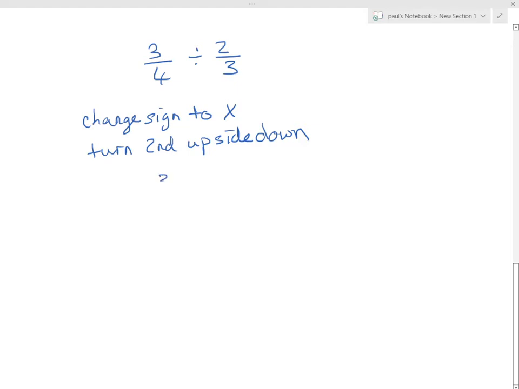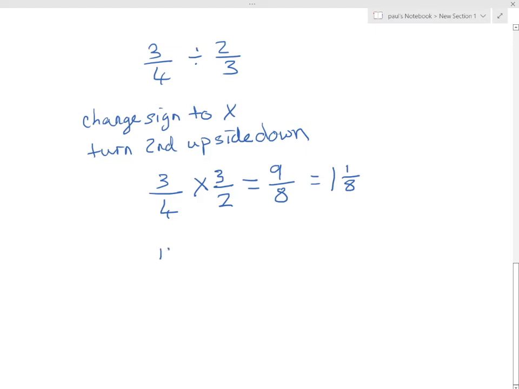Now that will give us 3/4 times 3 over 2. Okay. Now we're back to a straightforward multiplication. 3 3s are 9 and 2 4s are 8. Now this is a top heavy fraction, so we need to tidy this up a bit and change it into a mixed number. So we do 9 divided by 8, which goes once with 1 left over. So that becomes 1 and 1/8.